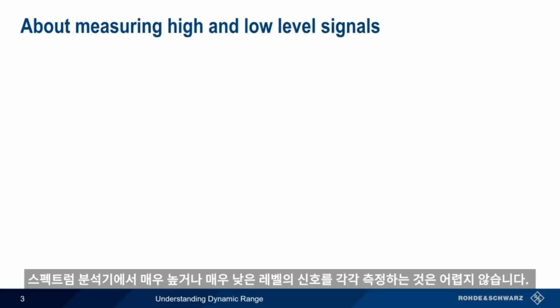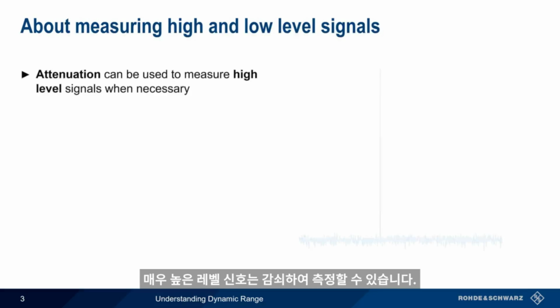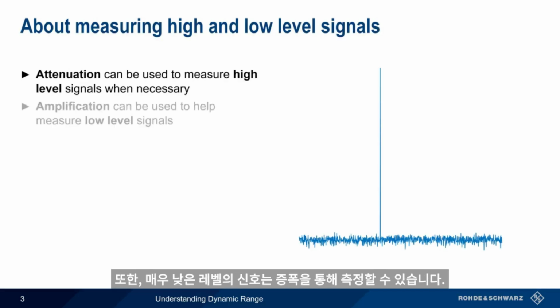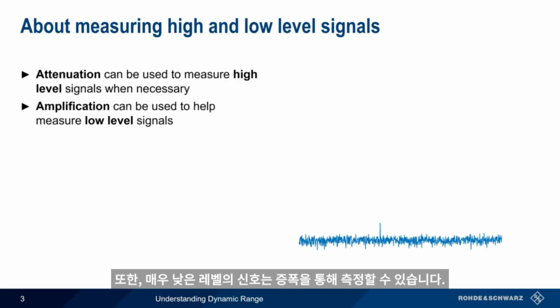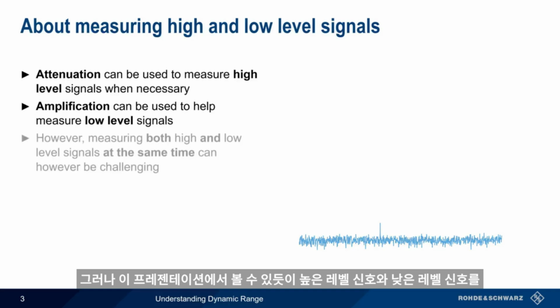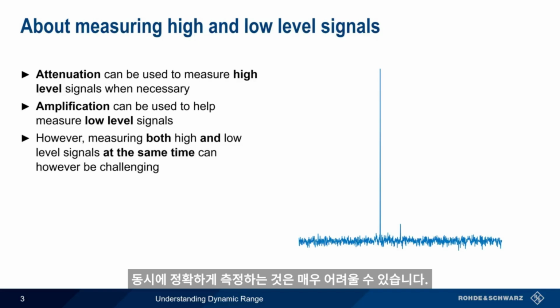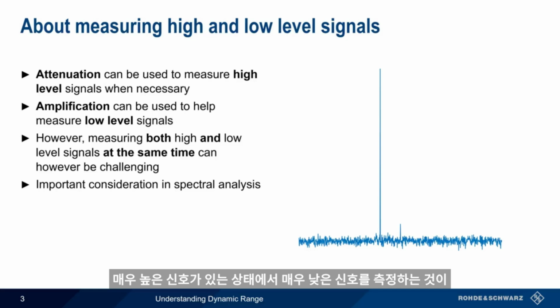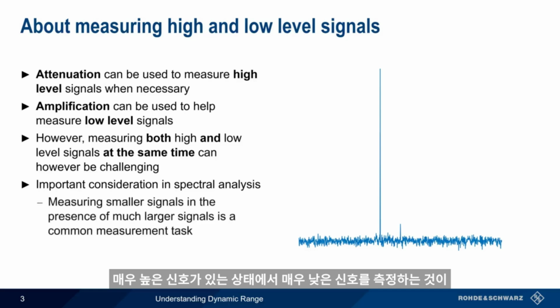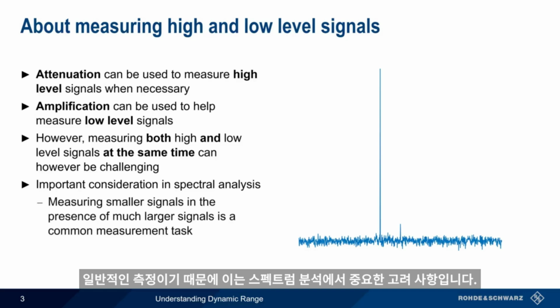The measurement of either very high or very low-level signals is fairly straightforward. Very high-level signals can be measured by attenuating them by a known amount. On the other hand, amplification can be used to more easily or more accurately measure very low-level signals. However, as we'll see in this presentation, the accurate measurement of both high and low-level signals at the same time can be very challenging. This is an important consideration in spectral analysis, since measuring very small signals in the presence of very large signals is a common measurement task.